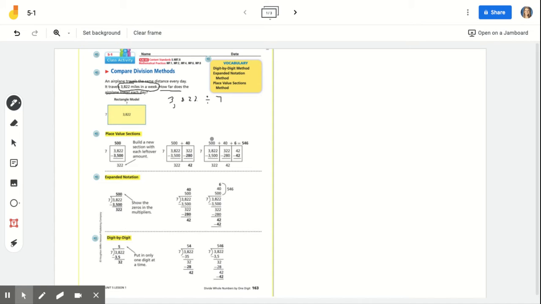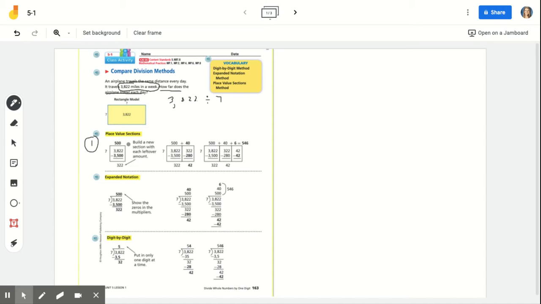The book has already solved this using all 3 methods. So we're going to look and preview it. We're going to notice a few things, and then we're going to get straight into practicing using these methods. The first method that the book used to solve this problem is a method called place value sections. I want you to label that method number 1. So in your book, draw a 1 and circle it with me.